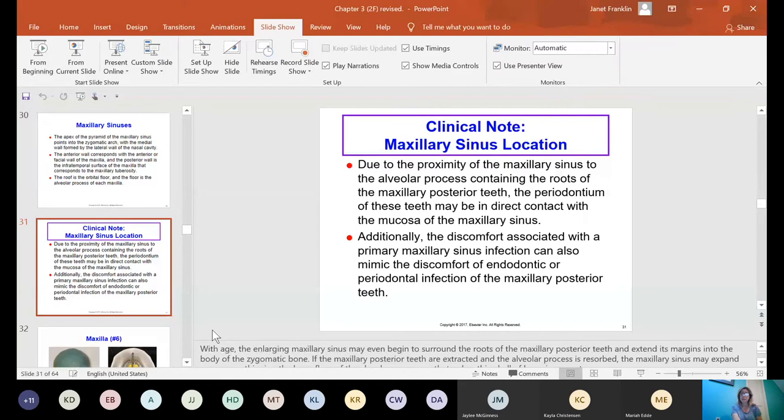Just like how I just said, the incisive foramen is where the nasopalatine nerve comes through and blood supply to the anterior part of the hard palate. So from canine to canine, those are the kinds of things you will need to know.